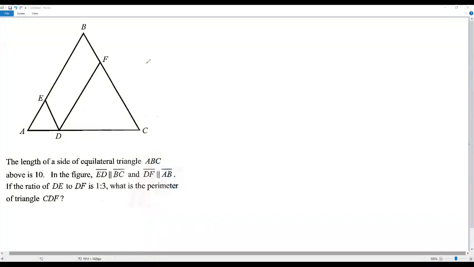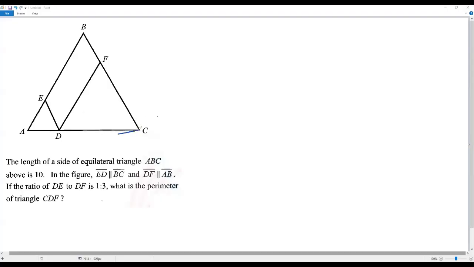Here we have a set math problem. Okay, let's go to the question. The length of a side of equilateral triangle ABC above is 10. In the figure, ED is parallel to BC and DF is parallel to AB. If the ratio of DE to DF is 1 to 3, what is the perimeter of triangle CDF?